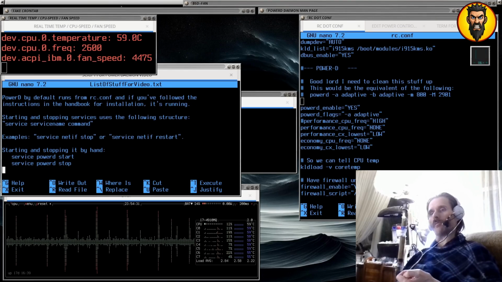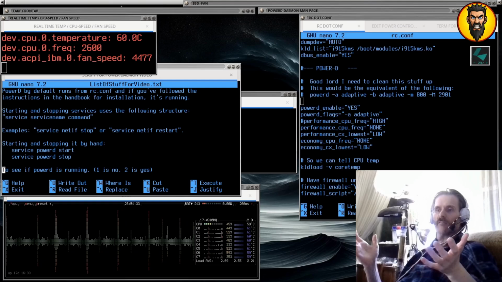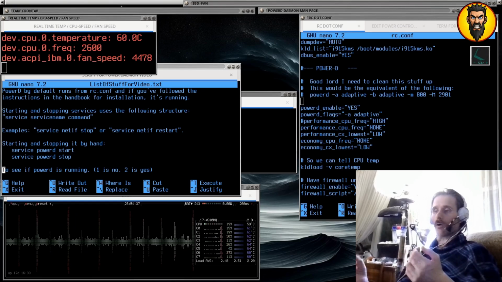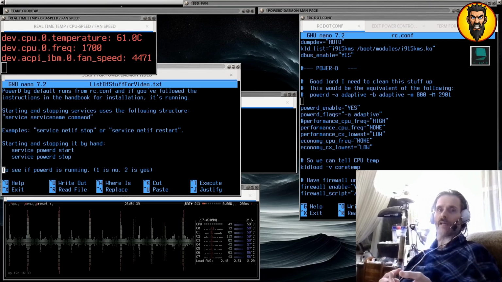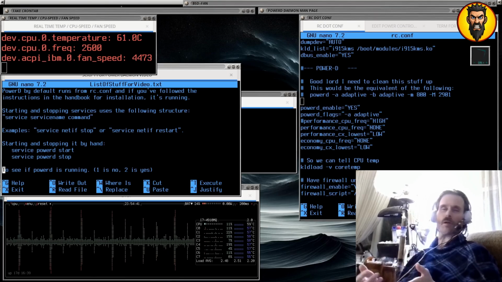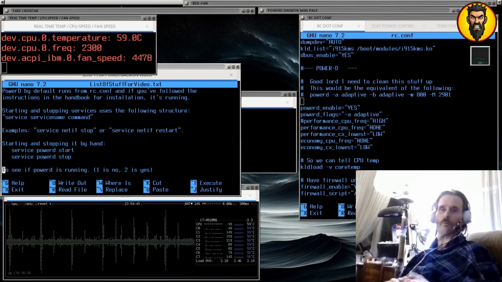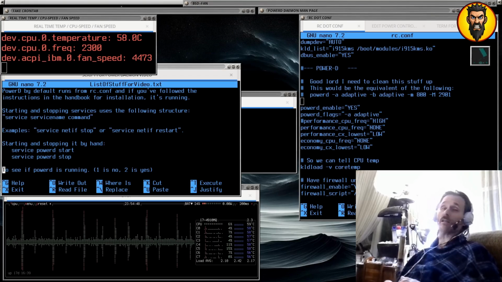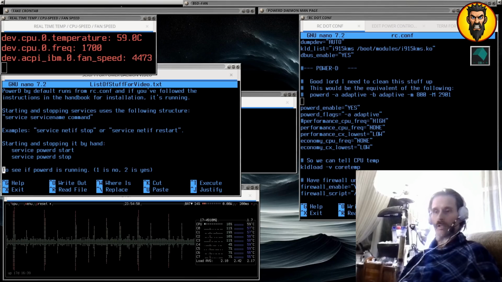Okay, so the basics. PowerD by default runs out of the rc.conf when you start the machine. Simple, right? So again, if you've been following the instructions in the handbook, most of the time you probably won't need to deal with it, and you can just ignore this video and go watch a fun video on YouTube. But if you want to go a little further, let's do that.